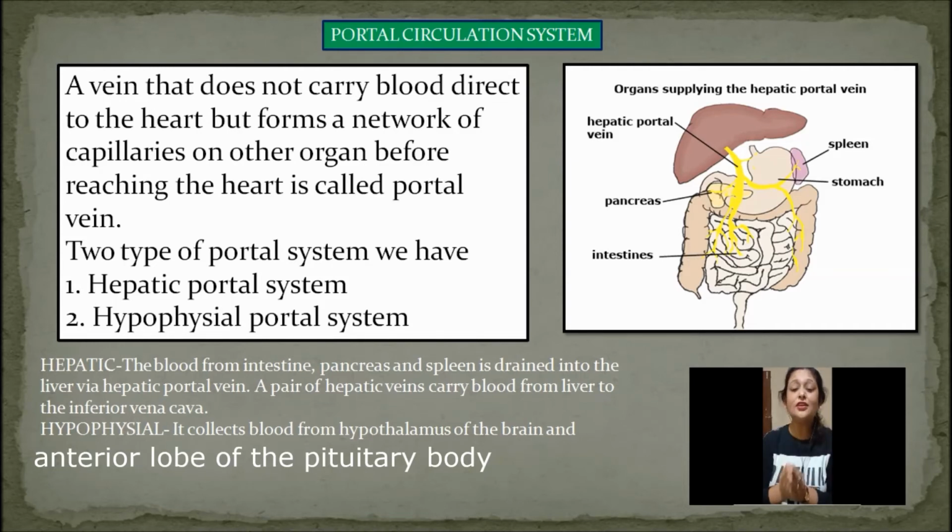How is it different? Imagine a particular vein in our body, in our digestive system, in the liver or pancreas, or one of a few veins in our body that do not directly carry deoxygenated blood into the heart. You understand? A vein that does not carry blood directly to the heart, but forms a network of capillaries in other organs before reaching the heart, is called a portal vein.